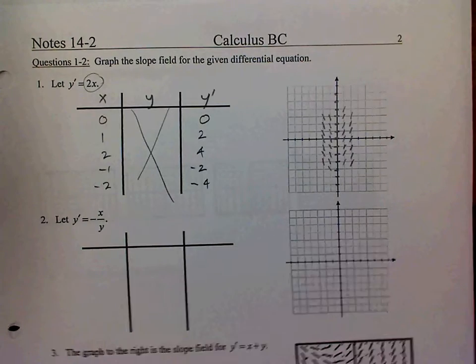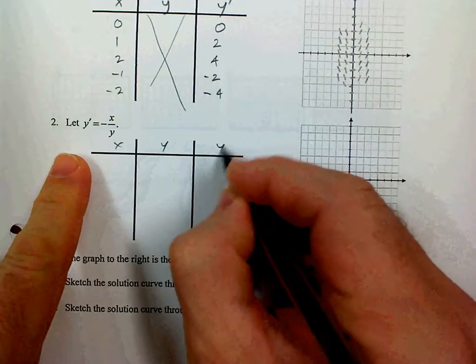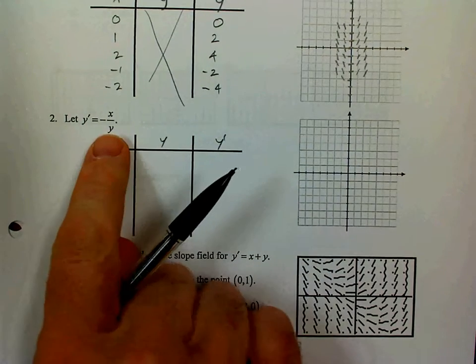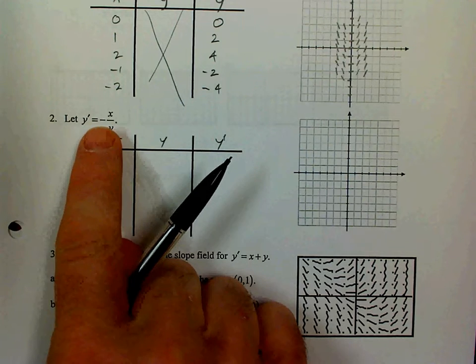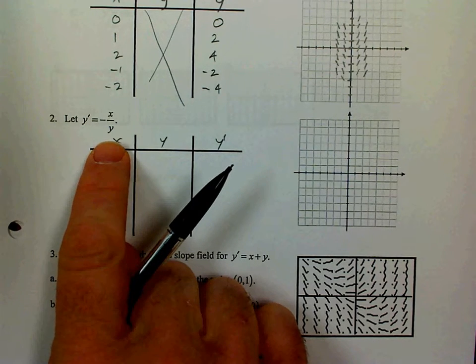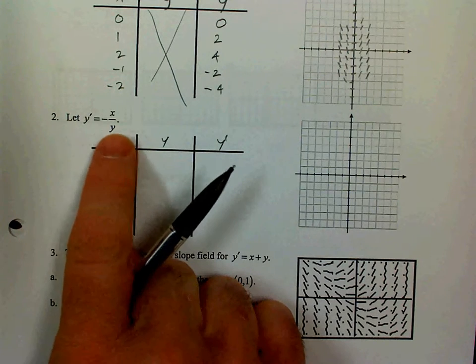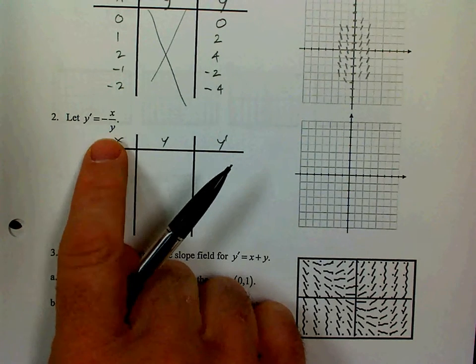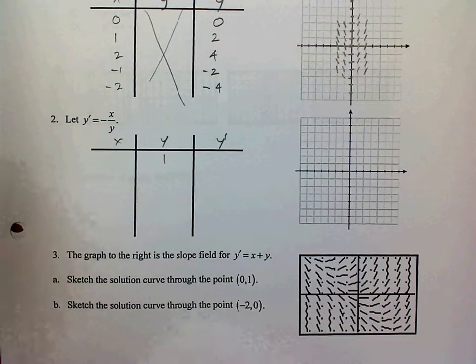Let's build the next one. In our next one, we're going to use x, y values, and this time it's going to matter what our x's and y's are because our slope is dependent on both x and y. And let's start with something easy. Remember, always choose some easy points to start out with. Probably our easiest thing is just get rid of this denominator. Let's just say y equals 1.